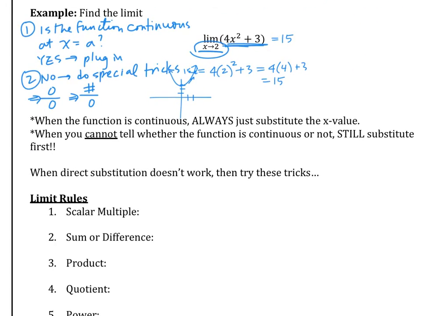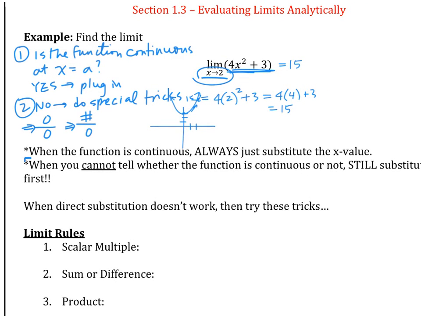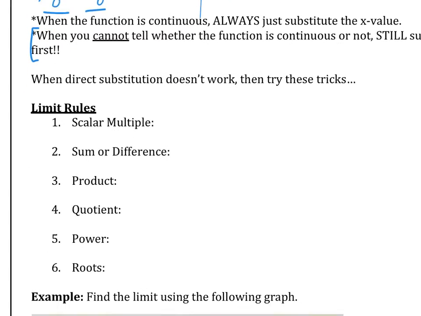Okay, this is my second point. If you cannot tell whether the function is continuous or not, you should still substitute just to see if you get one of these. Sometimes it might take you a long time to figure out whether this function is continuous because it's not one of the basic parent functions. It's just better to substitute in and try your luck. If you get a number, then you're done. You didn't really have to think about whether it's continuous or not.